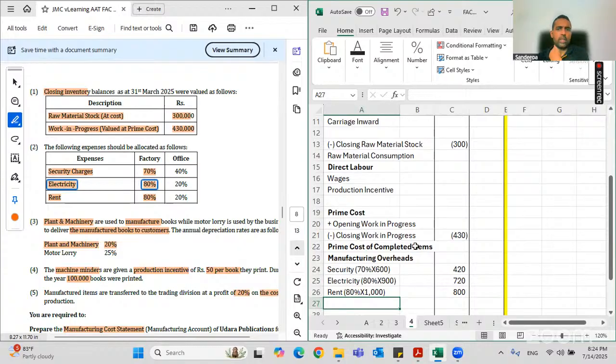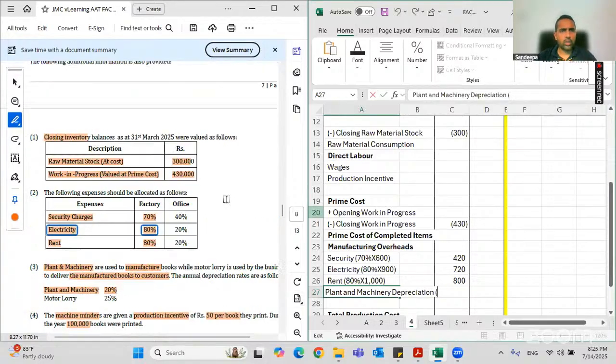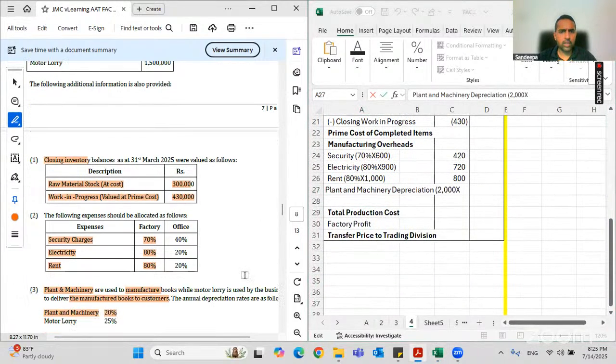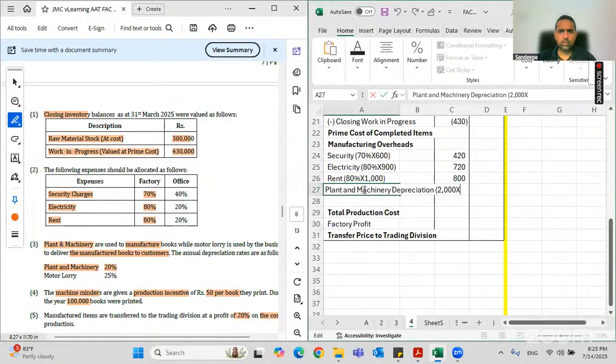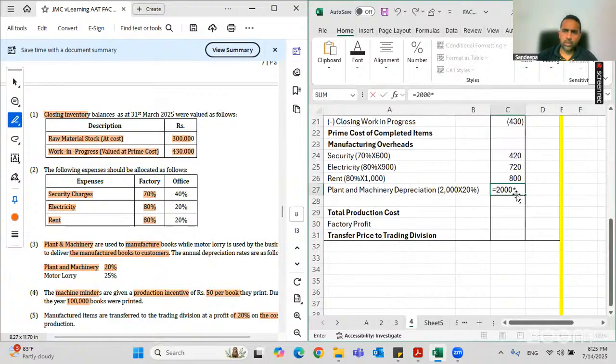Okay. Then they're saying plant and machinery are used to manufacture the books, but the lorry is for delivering the items to the customer. So you just have to take the plant and machinery depreciation. That I'll show the calculation here itself. So you can see the plant and machinery cost is 2 million. I'll just take the 2000 here. That needs to be multiplied by what percentage? 20%. Right? So very easily 2000 into 20%.